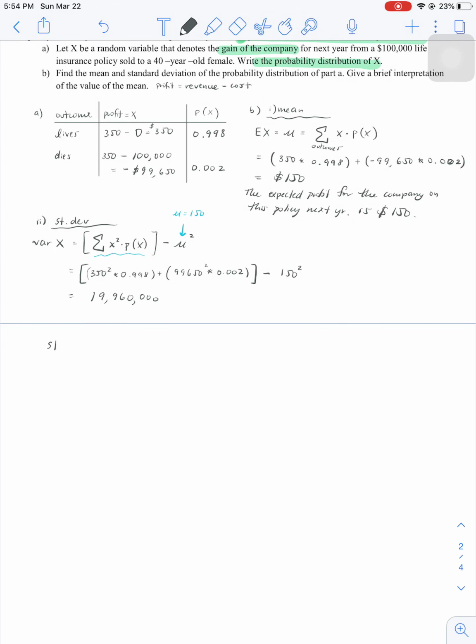All right, lastly, I want to find the standard deviation. The standard deviation, remember, is just the square root of the variance. So I'll plug that into my calculator, take the square root, and I should get that the standard deviation is approximately $4,467.66. There we go. That is our final answer.